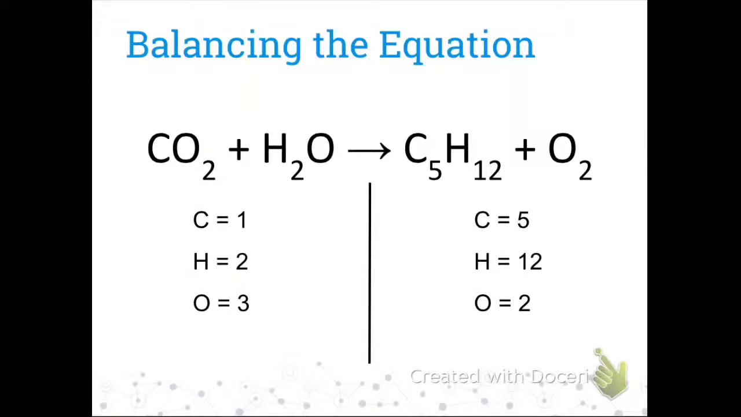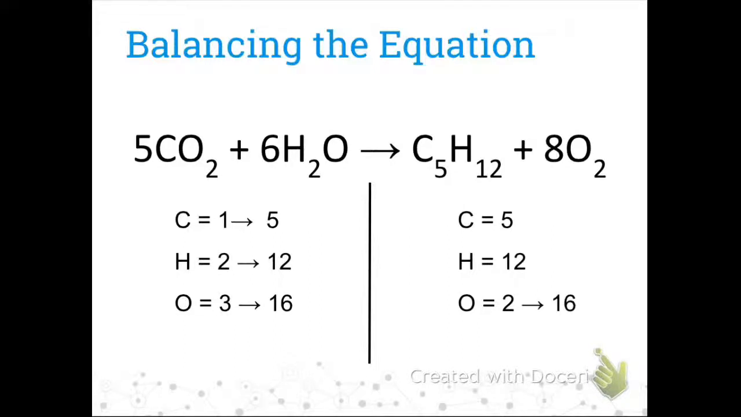Next, we will balance the equation. First, we have the equation CO2 plus H2O reacts to yield C5H12 plus O2. When we write out the elements, there is 1 molecule of carbon, 2 molecules of hydrogen, and 3 molecules of oxygen. On the right side, we have 5 molecules of carbon, 12 molecules of hydrogen, and 2 molecules of oxygen. Since the left side doesn't have the same amount of molecules as the right side, we need to balance the equation.